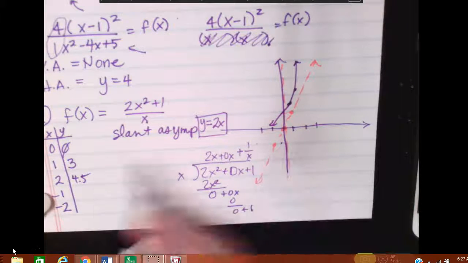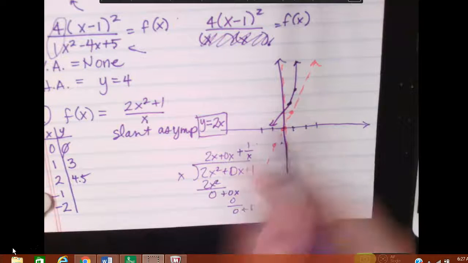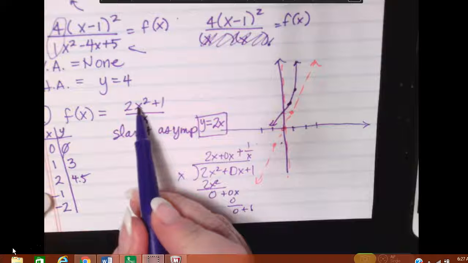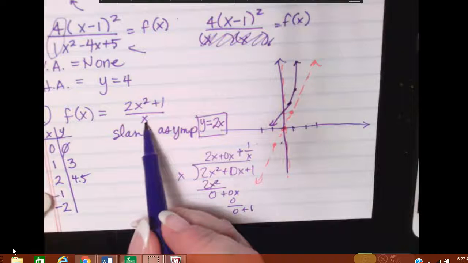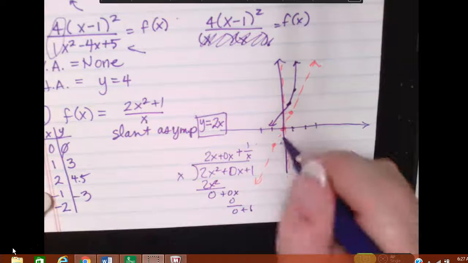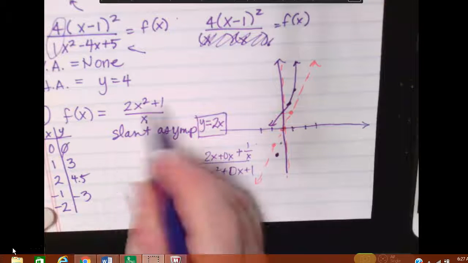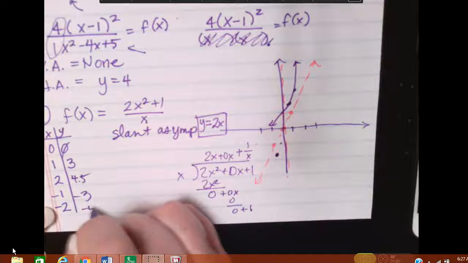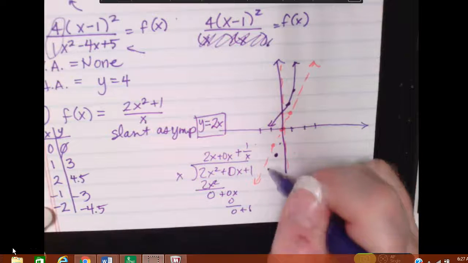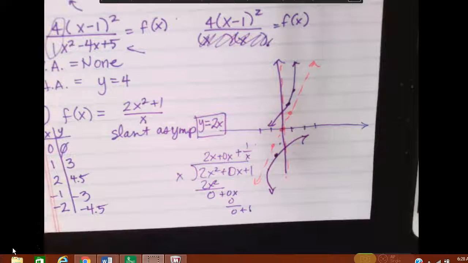And then at -1, I've got 2 times 1 is 1, this one is 3 over -1, that's -3. So at -1 I'm down at -3. At -2 I bet I'm going to be at -4.5. So that's right. So that way, there's my graph.